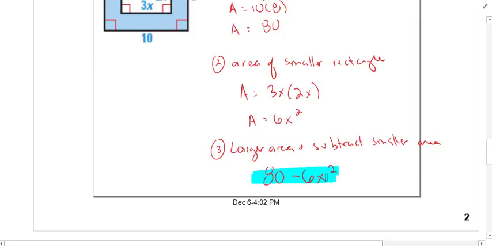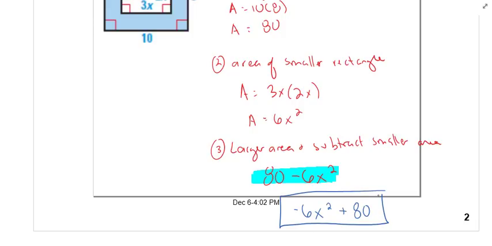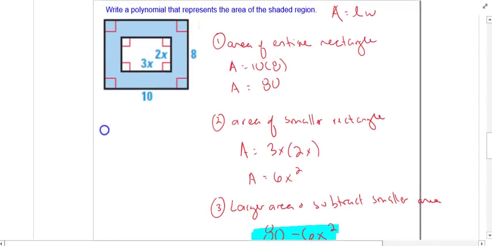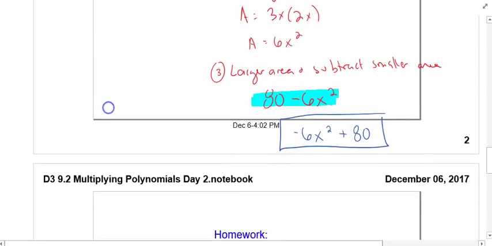Now we could write this in standard form by rearranging it and do negative 6x squared plus 80, and that would be the most correct way to write that. Okay, write it in standard form. Okay, so the area of only the blue shaded region would be negative 6x squared plus 80.